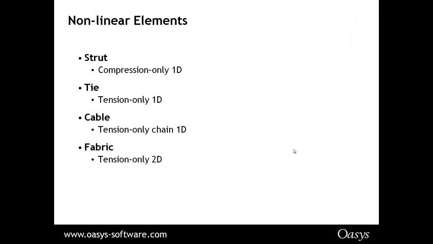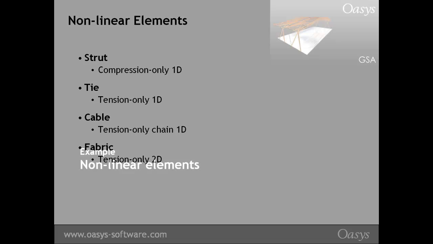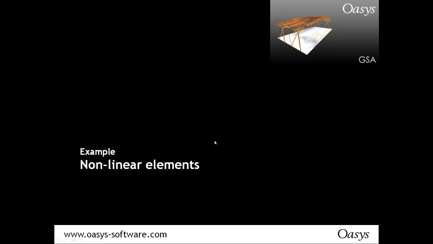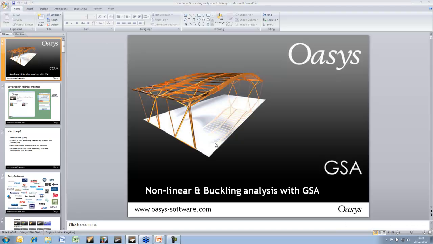So, non-linear elements. There are a number of non-linear elements in GSA. Struts and ties, you may well be quite familiar with these. These are compression only and tension only 1D elements. We also have cable elements, which are like ties, but they have some quite strange properties, which I shall show you in a moment. And we have fabric elements as well, which are tension only 2D elements. So let's look at these in action.